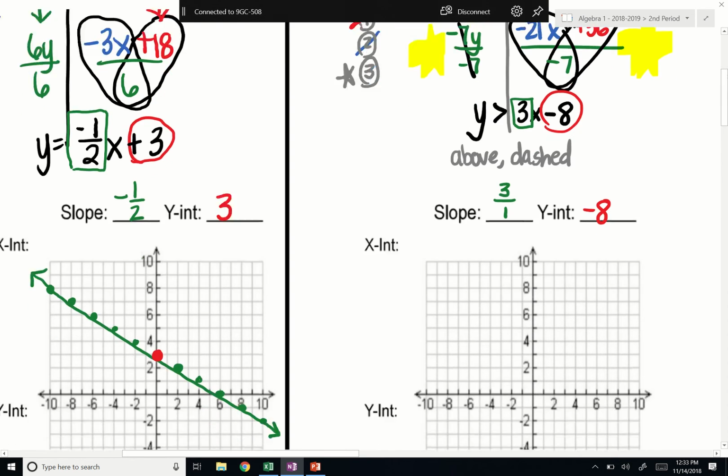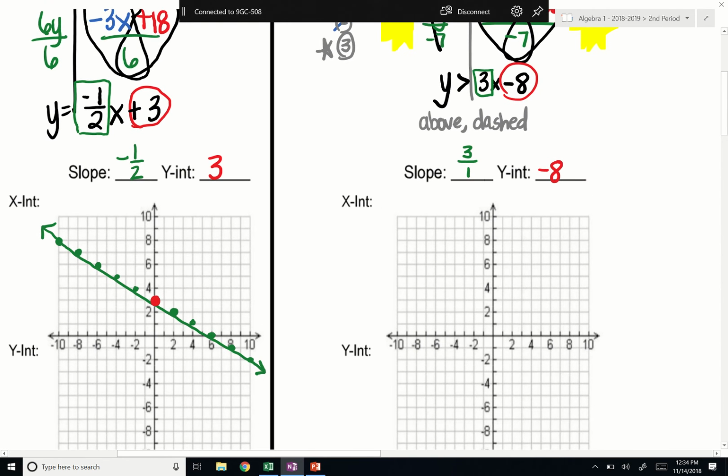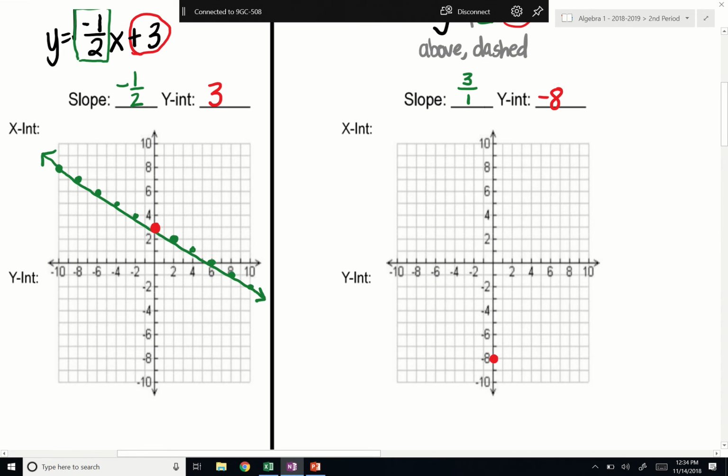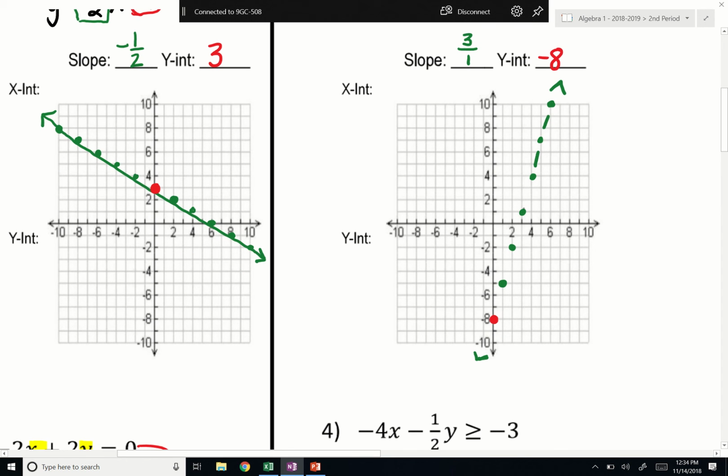Is everybody okay with this? So let's go graph it. I'm going to start at -8 way down here. And my rise is going to be up 3, right 1. Up 3, right 1. Up 3, right 1. Up 3, right 1. Okay. Again, how many did you have to put? Just 3. Now, we're still going to end in arrows. Don't forget that. Just make sure your graph is dashed. Don't forget to put a dashed line. Are we okay with that?